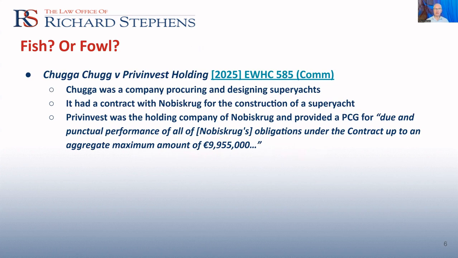First case came at the beginning of this year. Chugga Chug and Priv Invest. Chugga procured super yachts. Nobis Krug was under contract to build a super yacht. Priv Invest was the holding company of Nobis Krug, and it entered into what I call the parent company guarantee. But what on earth was it? Let's have a look at the wording.